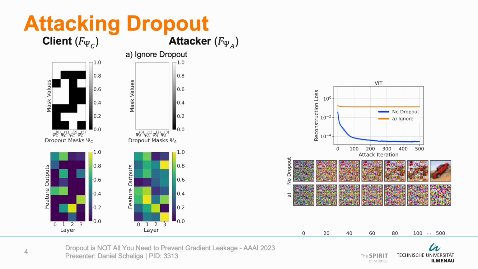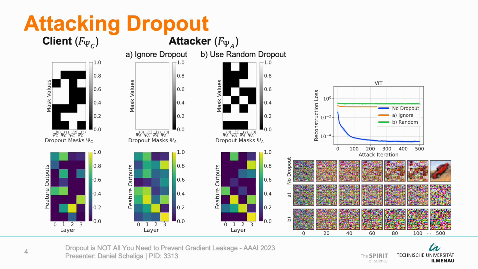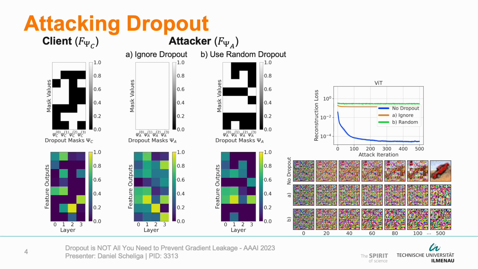The second option is to use random dropout. That means that in every step of the attack optimization, the attacker uses a new random set of dropout masks psi. Looking at the plots on the right, you can again observe that the very same behavior is happening. The reconstruction loss is not able to converge as soon as dropout was activated.